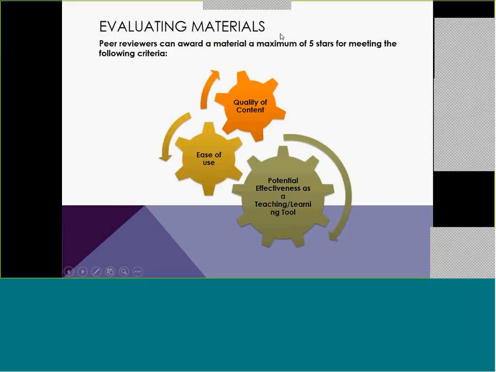What's really interesting about this peer review process is when we sat down back in 1998, we asked ourselves, how do you go about reviewing a teaching and learning material? We came up with these 3 criteria. The quality of content, which really speaks to the validity and reliability of the information in that resource. The potential effectiveness as a teaching learning tool, is it something that students can really learn from.